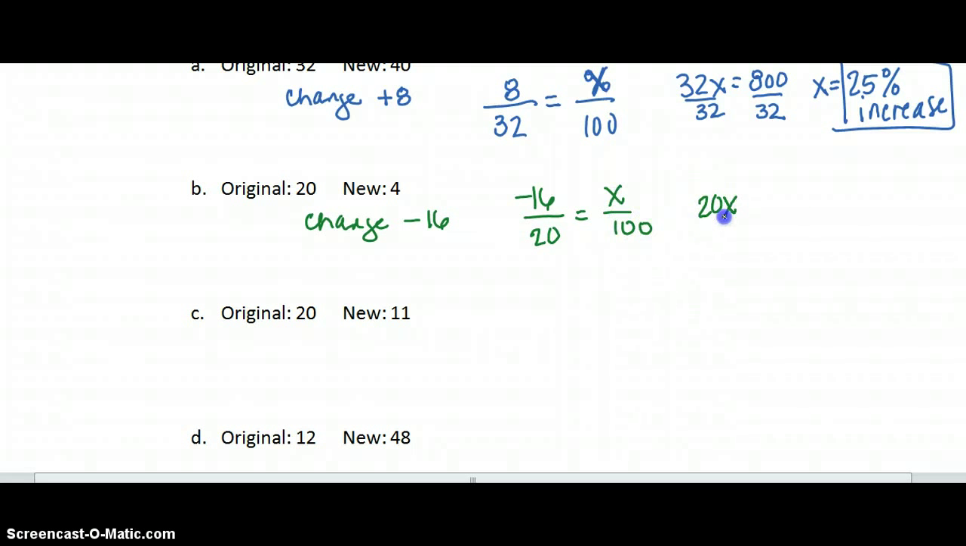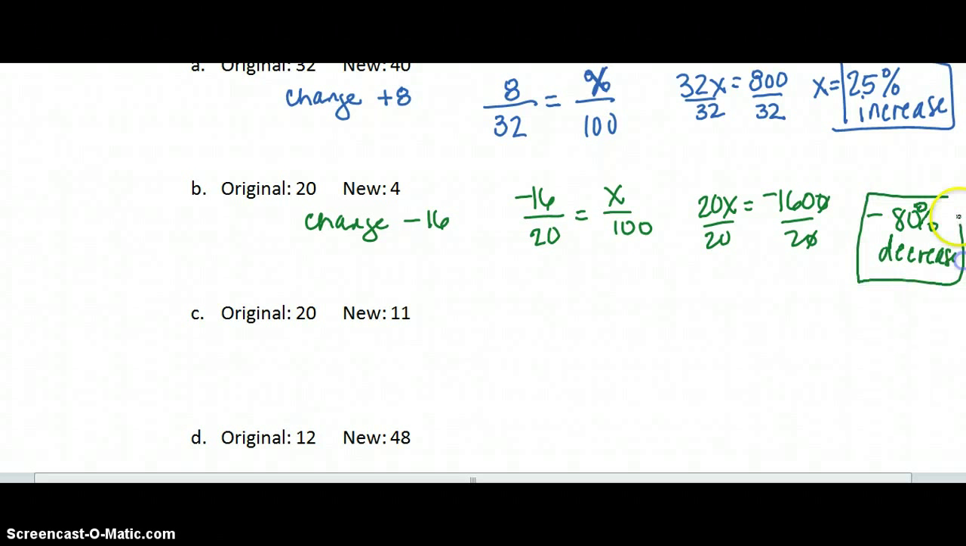So again, we'll cross multiply, and that's going to give me a negative 1600. Divide by 20, and x here is going to be a negative 80%, decrease. And it's a decrease because it was negative. So it went down 80%.